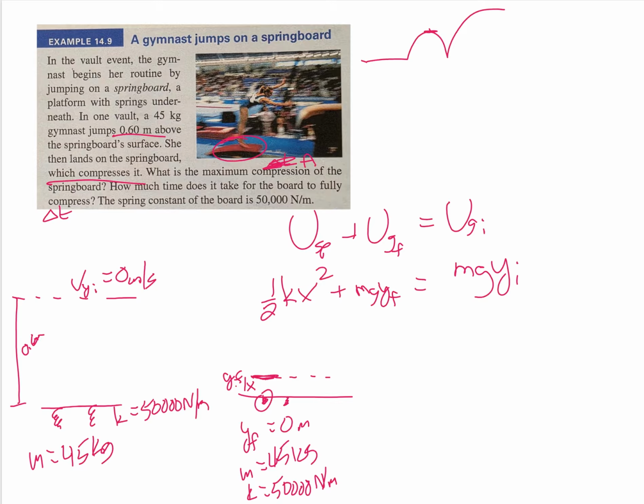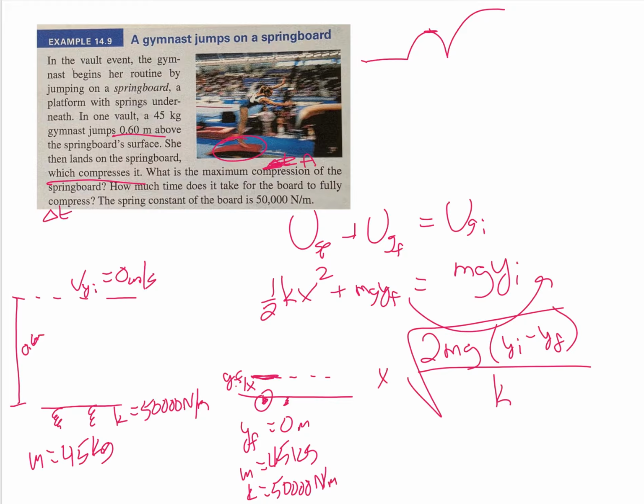Now what? Now we can solve for x. All right, so let's say I solve for x. I move this guy over here. mg can be factored out, and I just have y initial minus y final. And then I'm going to multiply everything by 2, and then divide everything by k, and then square root everything, and I wind up with x.